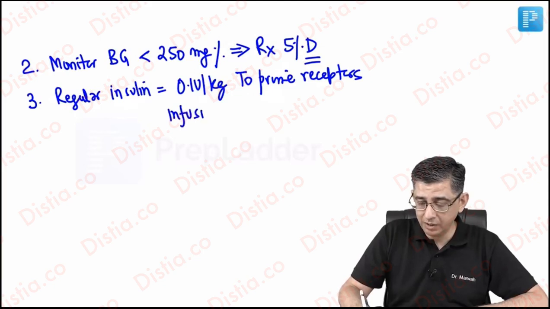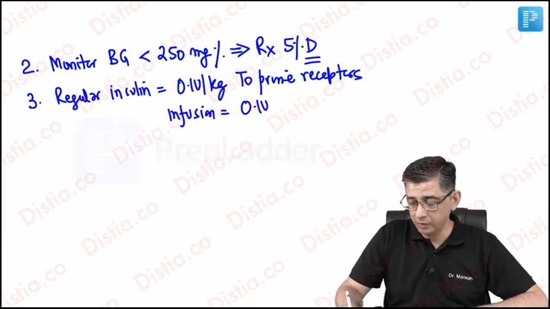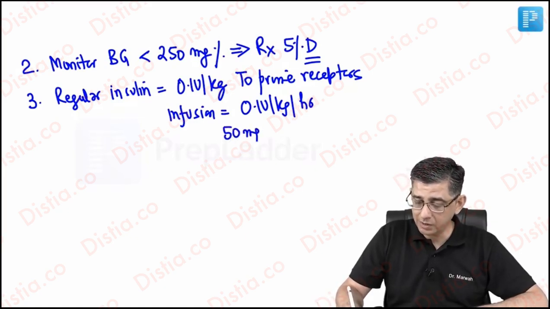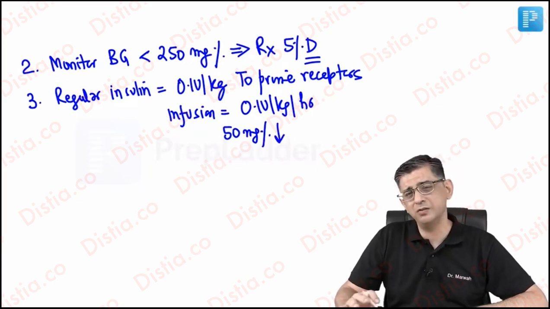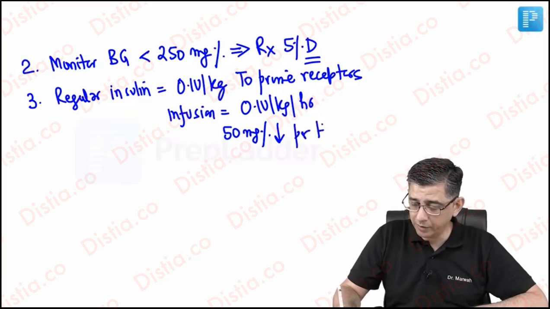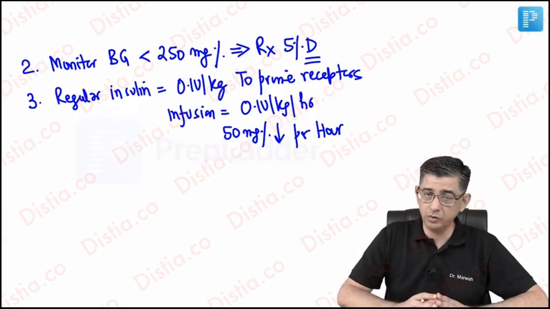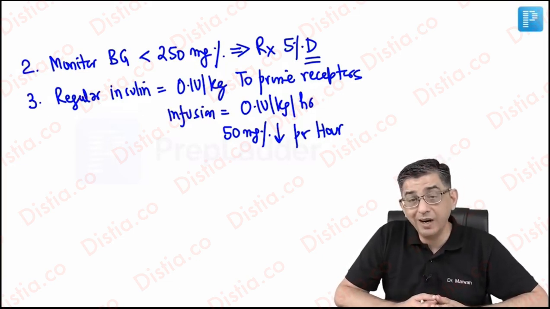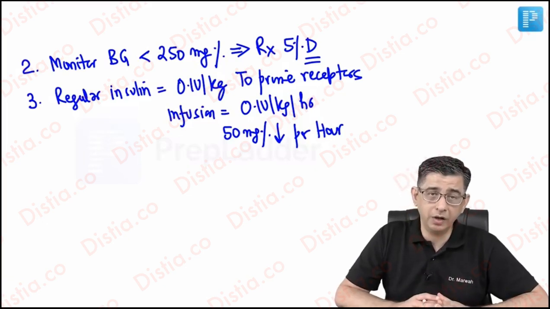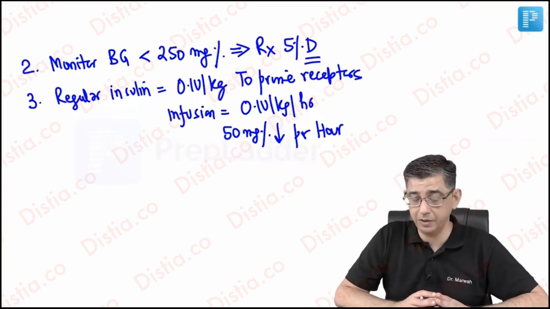So I said two things, initially a bolus dose and then an infusion. The infusion dosage will be 0.1 unit per kg per hour, and the amount of fall of blood sugar with this amount of infusion will be something in the range of about 50 milligram per hour. So in the next couple of hours, you will be able to bring down the sugar values, and I've already sensitized you to the fact that once the sugar values start going down to something in the range of 250 or lesser, you will have to shift over to 5% dextrose in the patient.